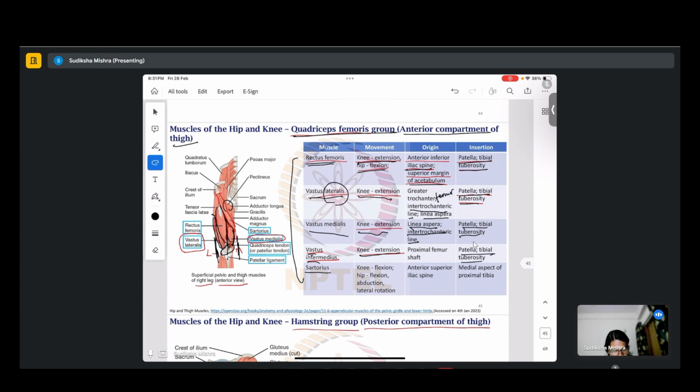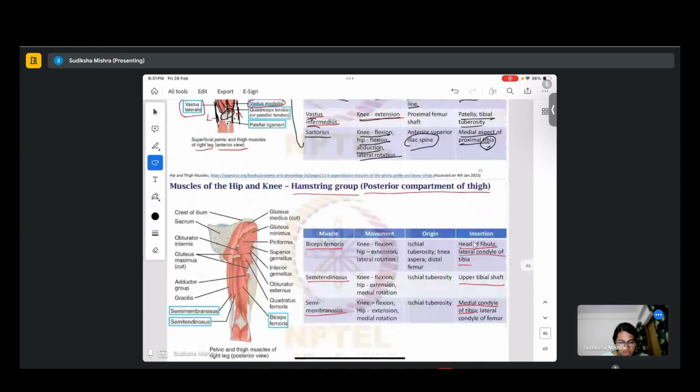Next is sartorius, which is responsible for different things: knee flexion, hip flexion, abduction, and lateral rotation. It originates in the iliac spine, and it inserts into the medial aspect of the proximal tibia, which is somewhere here.